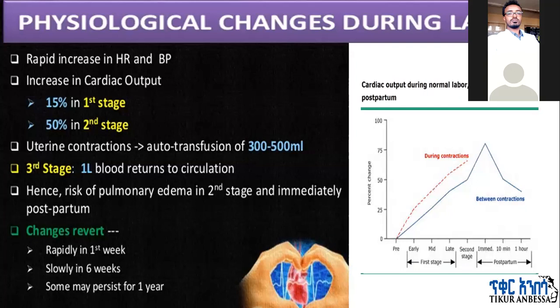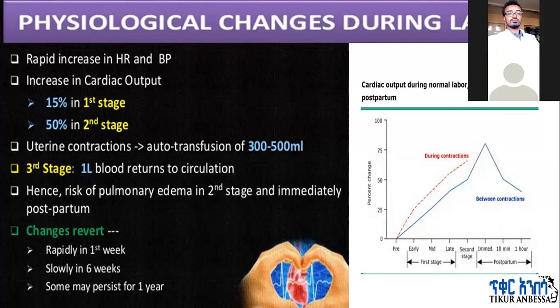As you all know, the physiologic changes during labor are abrupt because of pain related to labor, because of anxiety, and because of uterine contractions. Because of the increase in sympathetic output from pain, exertion, and anxiety, there will be a rapid increase in heart rate and blood pressure. This will lead to a 50% increase in cardiac output during early first stage of labor, a 25% increase during late first stage of labor, and a 50% increase in cardiac output during second stage of labor.